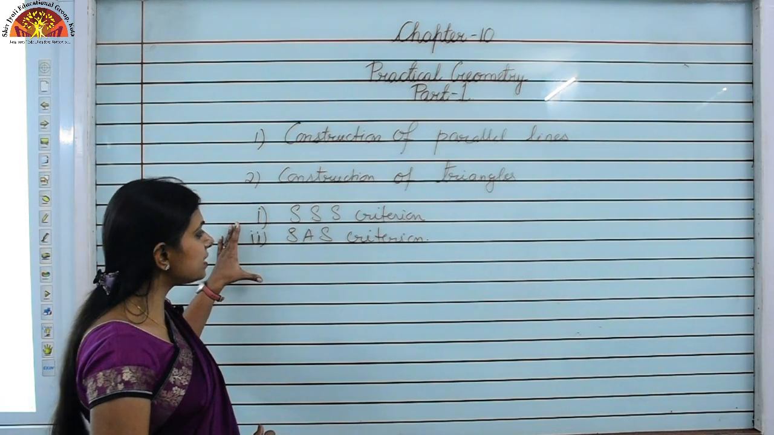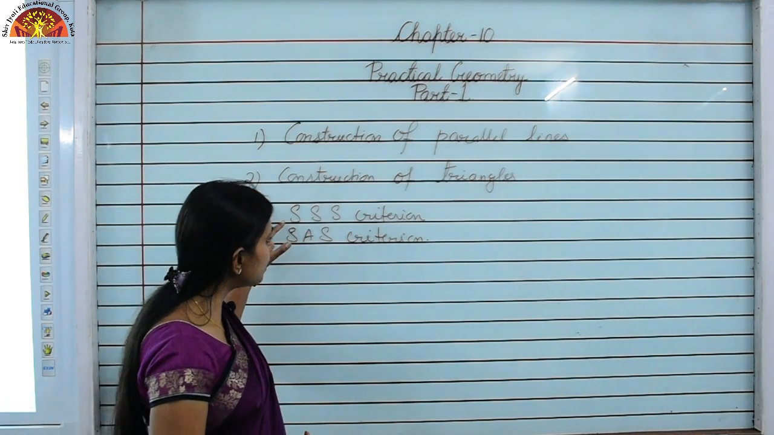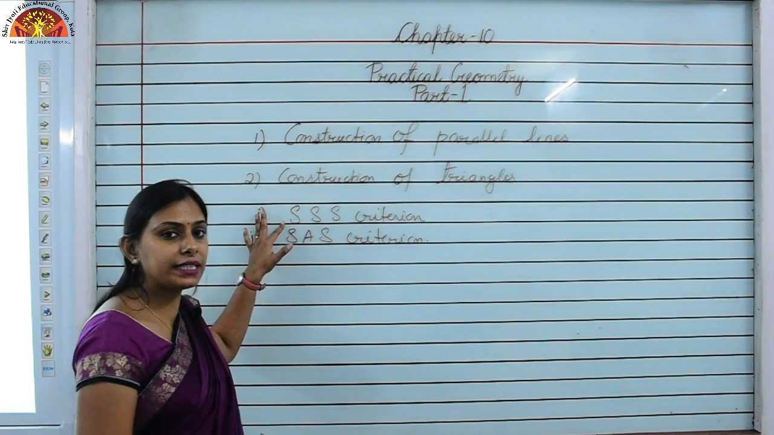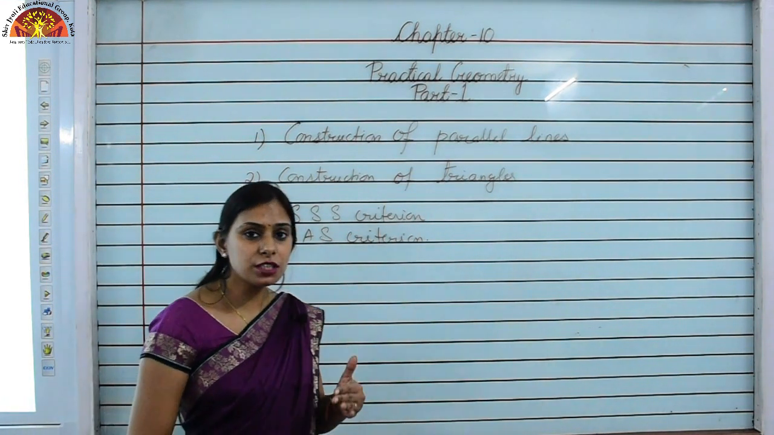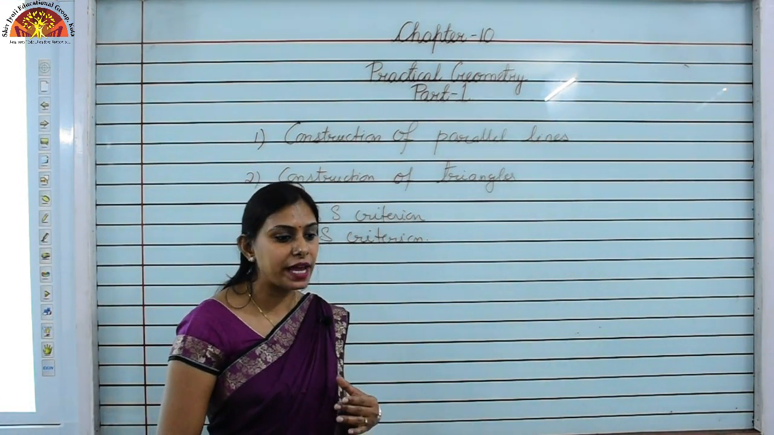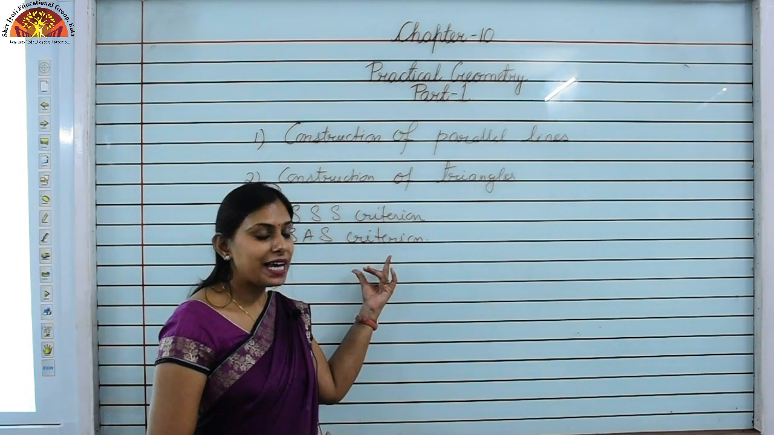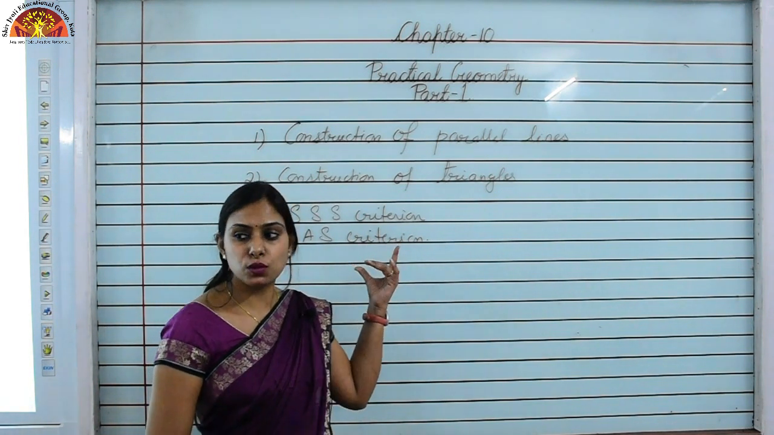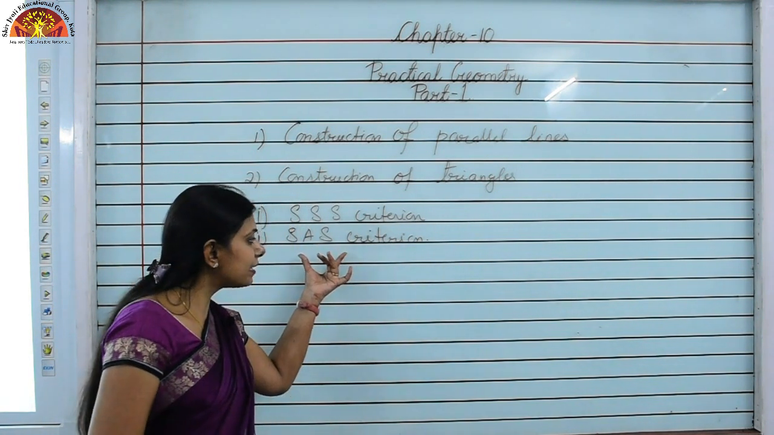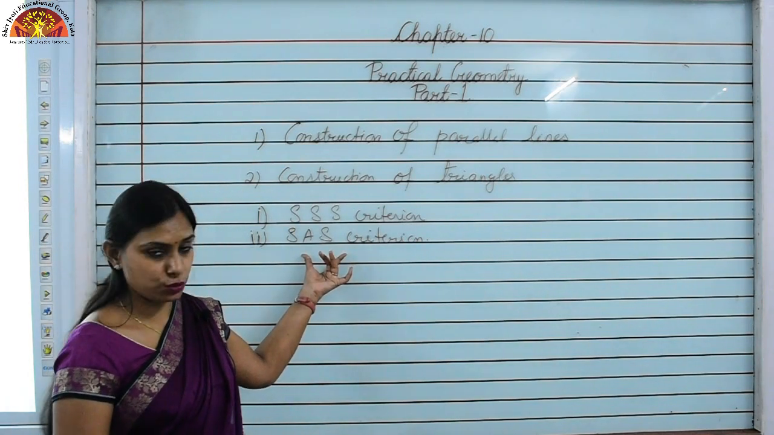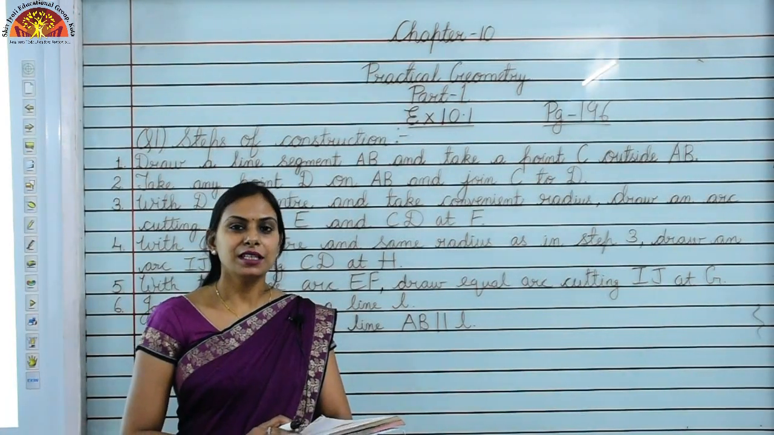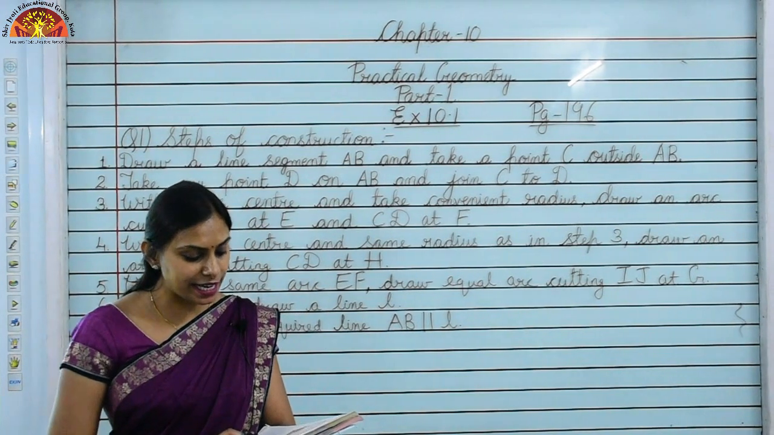Secondly, we refer to the construction of triangles. The first is the SSS criterion, that is, when the measurements of all the three sides of the triangle have been given to you. And the second one is when two sides and the included angle have been given to you. Got it? Now children, we will start with exercise 10.1.